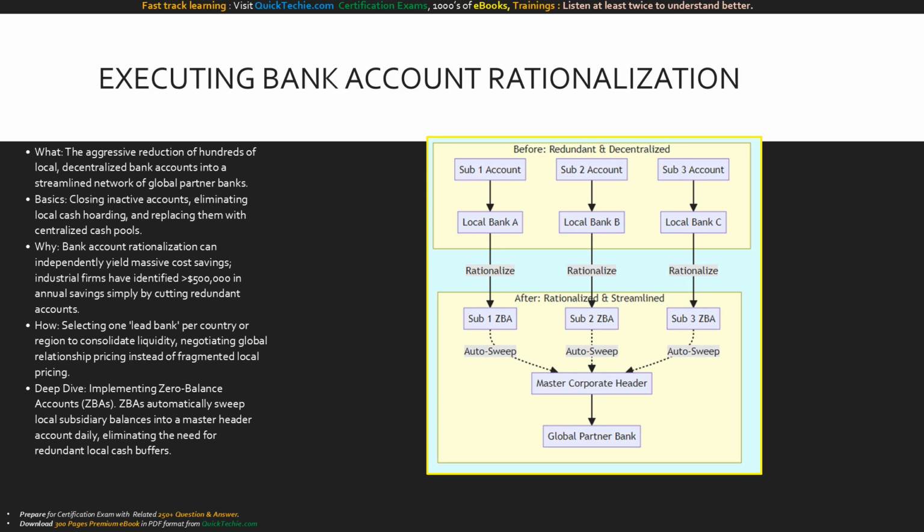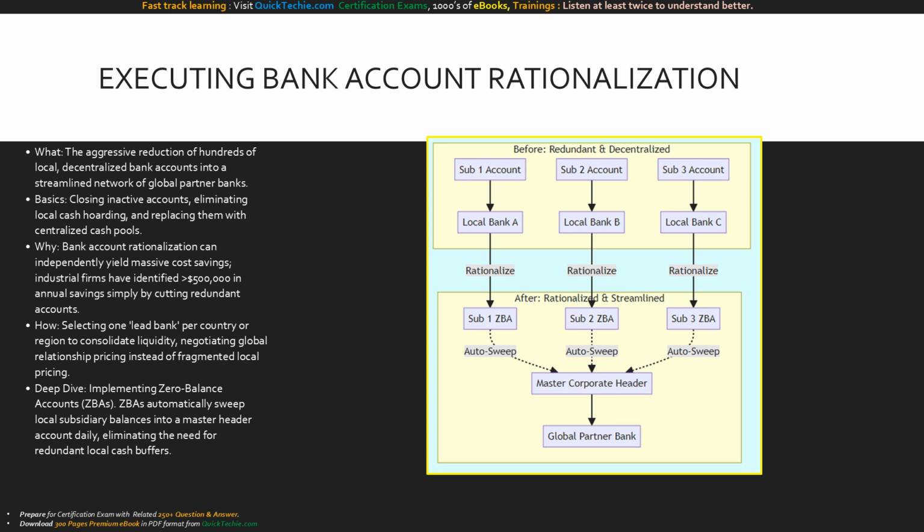Now we move to execution, starting with the most critical step, bank account rationalization. What is this? It is the aggressive reduction of hundreds of localized, fragmented bank accounts down to a tightly controlled network of global partner banks. The basics involve a ruthless campaign to close inactive accounts, eliminate local cash hoarding, and replace them with centralized structures.